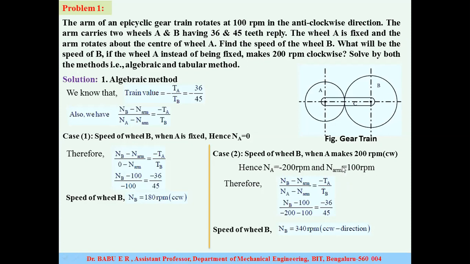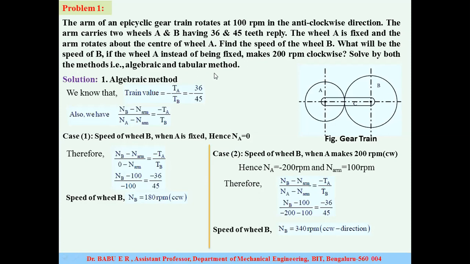Now substitute both values in this formula and simplify it. You'll get the speed of wheel B, Nb, equals 340 rpm. So it is a positive value, so the direction will be counterclockwise. So this is the way of solving the problem by the algebraic method.